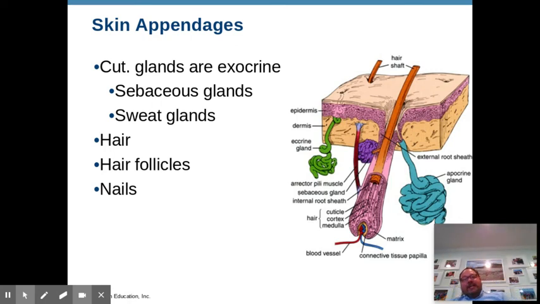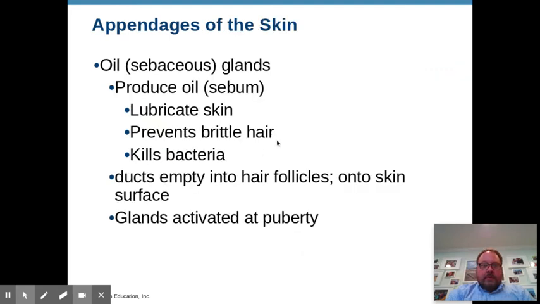Here we are in the last section, skin appendages. It's all the stuff you find in the skin. So that includes cutaneous glands. They're exocrine glands. That means they have a duct and it leads to a surface, in this case, the surface of the skin. And those include basically oil and then watery sweat glands. And then we have hair and nails. All right. So let's start by looking at glands.